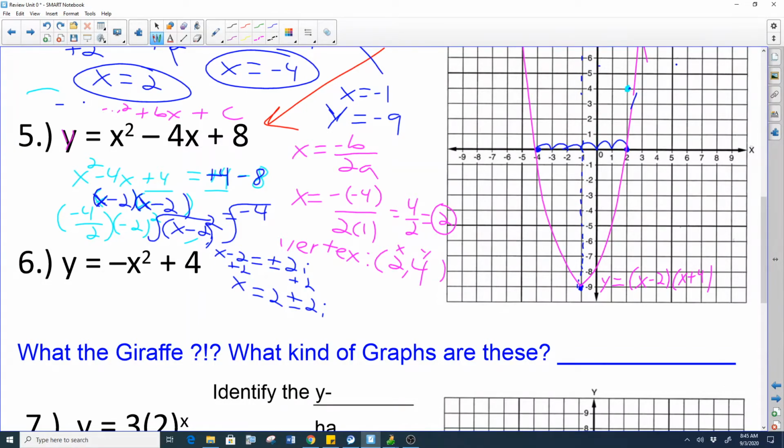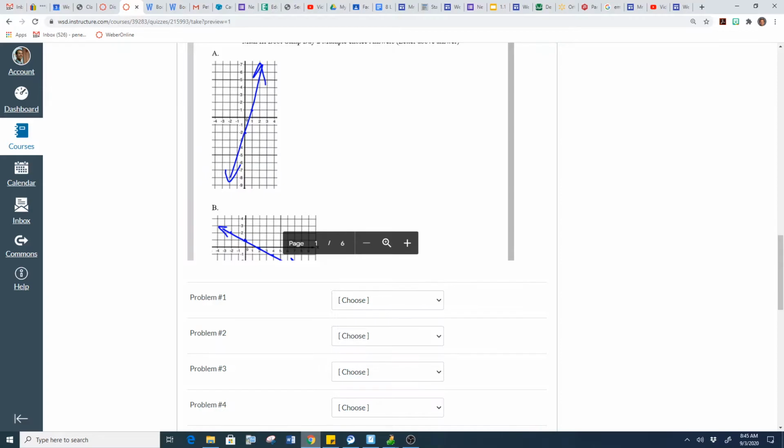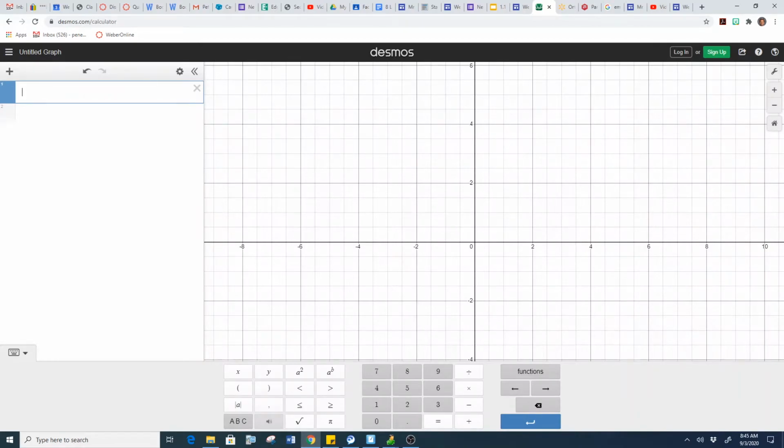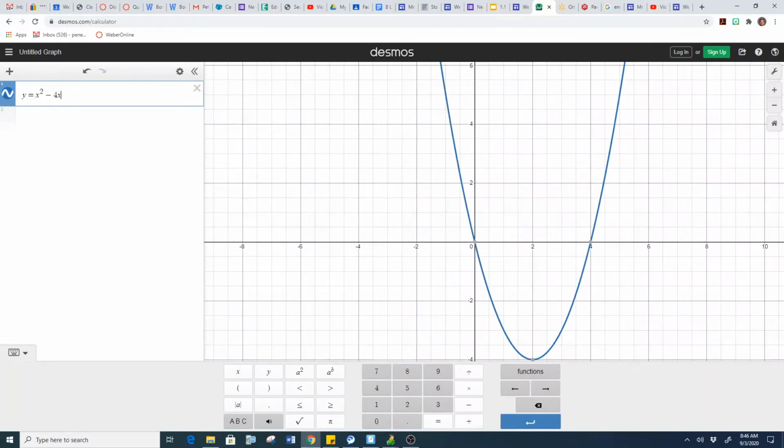So we'll take a look and use our calculator at that point. Here's how you do the powers thing on Desmos, okay? So y equals x and then squared. Look, there's a parabola. What was the rest of the equation? Did you write it down? Minus 4x plus 8.